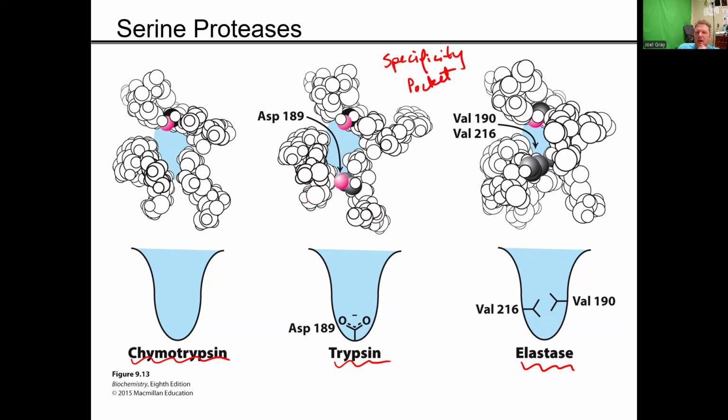Now, I always like to use trypsin as my example. Trypsin has a negatively charged amino acid. That's an aspartate in its specificity pocket. Now, what do we know about negatively charged groups? They like to attract positively charged groups.